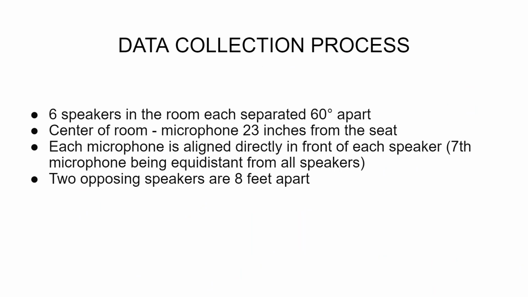So in terms of the data collection process, we have 6 speakers in an anechoic chamber, each of them being separated 60 degrees apart. And in the center of the room, we have a chair in which a microphone is perched up from the seat 23 inches above it. The microphone is aligned directly in front of each of the speakers, and there's a 7th microphone right in the center. 2 opposing speakers are 8 feet apart, so that means the microphone would be at the 4 feet mark.